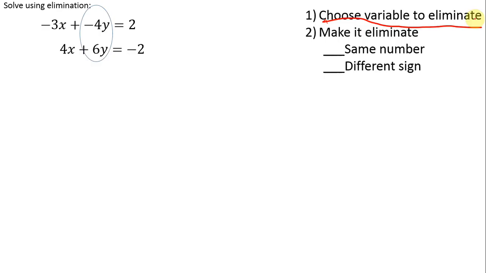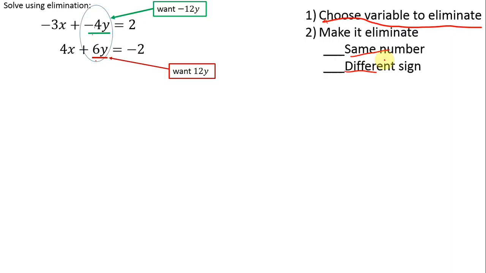have made any difference. Now, I'm going to think about what these numbers in front of my y's need to be when I add them so that they eliminate and equal 0. So I'm going to want to take this negative 4y and get it to be a negative 12y, and this positive 6y and get it to be a positive 12y. That way, when I add negative 12y and positive 12y, they will cancel out and get me 0. I chose 12 because it is the lowest common multiple between 4 and 6.